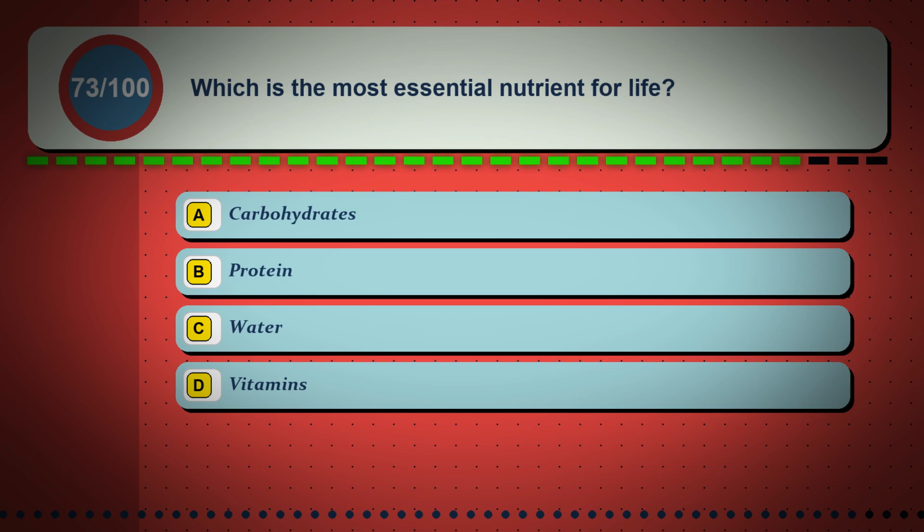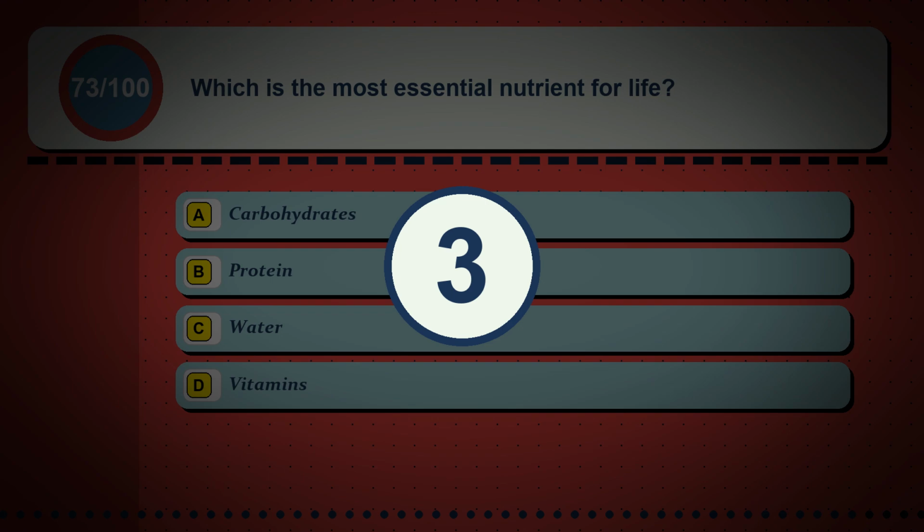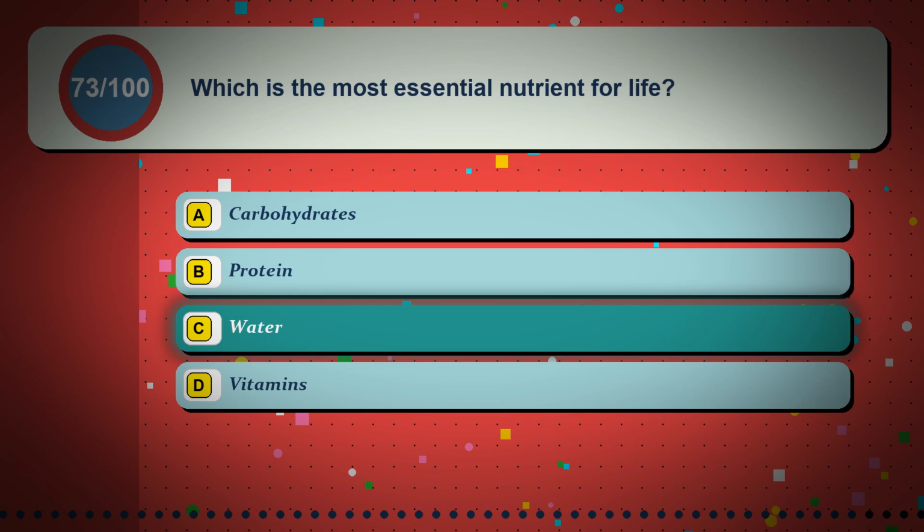Question 73. Which is the most essential nutrient for life? Option A, carbohydrates. Option B, protein. Option C, water. Option D, vitamins. The correct answer is option C, water.